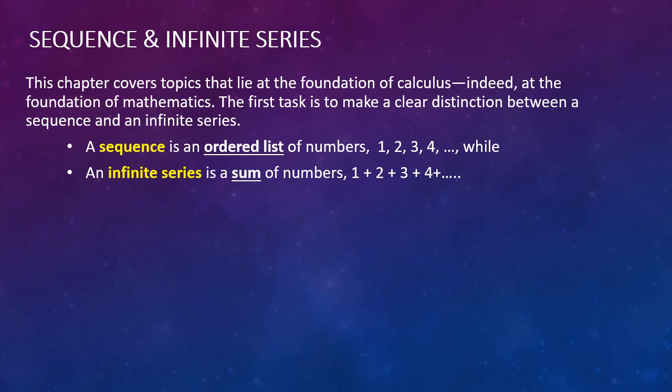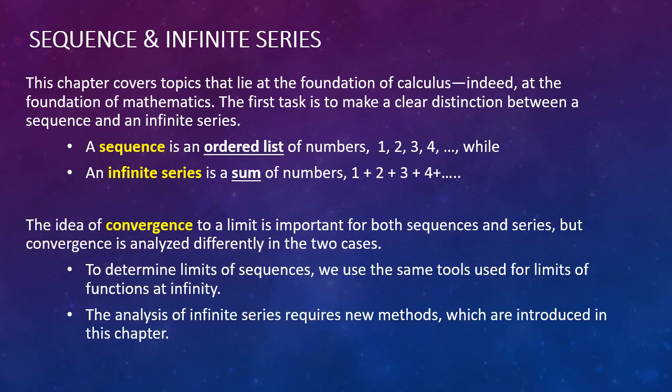A sequence is an ordered list of numbers, for example, 1, 2, 3, 4, etc., while an infinite series is a sum of numbers, 1 plus 2 plus 3 plus 4, etc. The idea of convergence to a limit is important for both sequences and series, but convergence is analyzed differently in the two cases. To determine limits of sequences, we're going to use the same tools that we've used before, specifically to find limits of functions at infinity. The analysis of infinite series requires new methods, which are going to be introduced in this chapter.